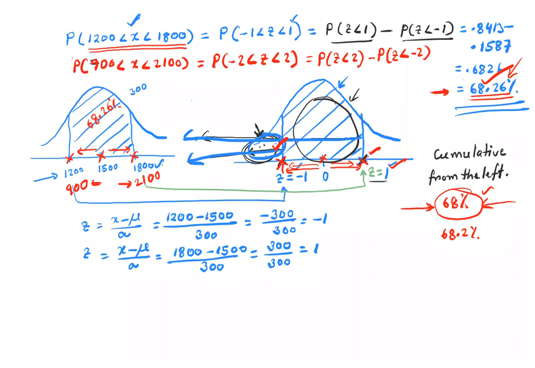Now, if you do the math, somebody, can you give me the value for z equal to 2? This one is going to be 0.9 something. It is 0.9772. Exactly. Thank you. 0.9772 minus the value for -2, somebody else? For z equal to -2.